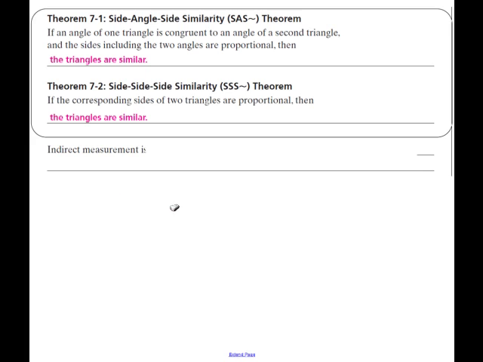The last thing that they throw in here is this idea of indirect measurement, and they give kind of a hokey definition. Indirect measurement is a way of measuring things that are difficult to measure directly. So if you can't do it directly, you do it indirectly. But it still doesn't really tell us exactly what it is. There's a number of things that you might need to measure indirectly.